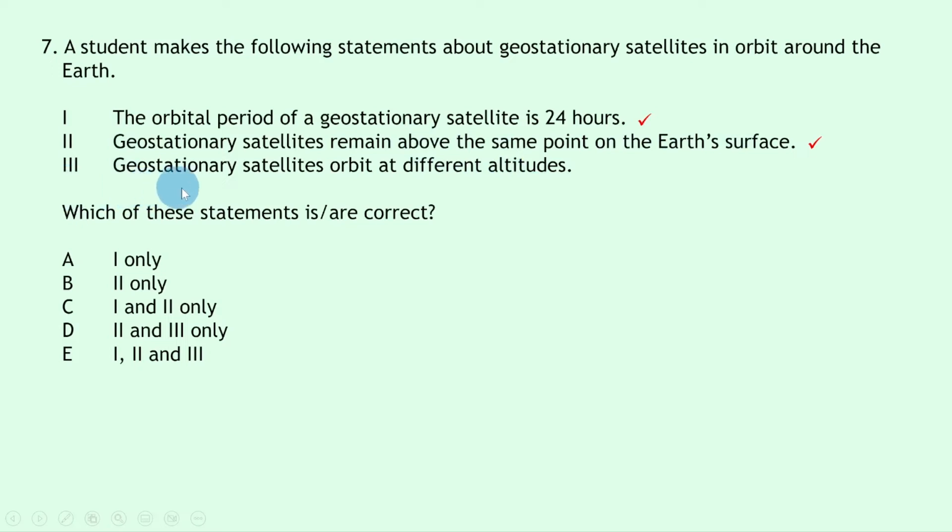And lastly, statement 3, geostationary satellites orbit at different altitudes. Well, that is wrong because remember, geostationary satellites orbit at an altitude of 36,000 kilometers above the Earth's surface. So that means 1 and 2 are correct, which gives us the answer C.